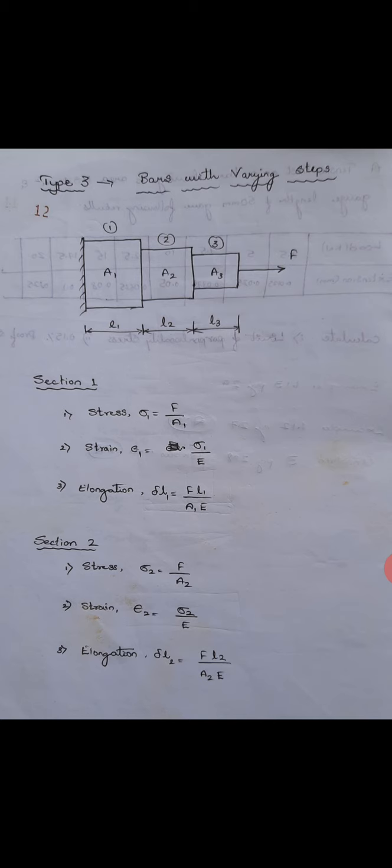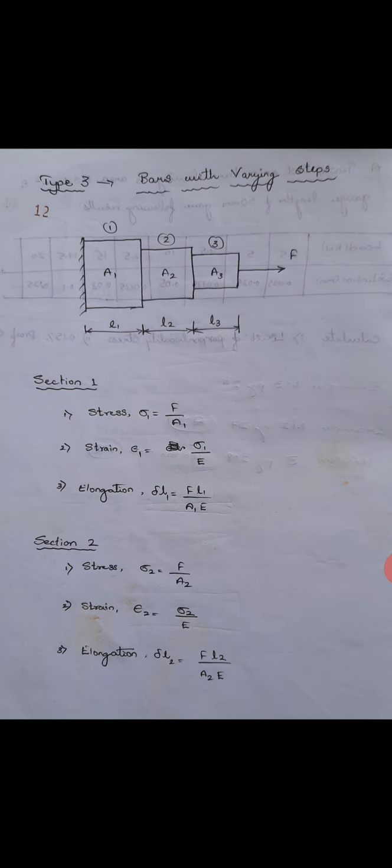Third, now the elongation of section 1 only. So delta L1 will be F, which is common, into L1, upon A1 into E, where E is also common. So the elongation of section 1 only is delta L1 equals F into L1 all upon area A1 into E, Young's modulus.